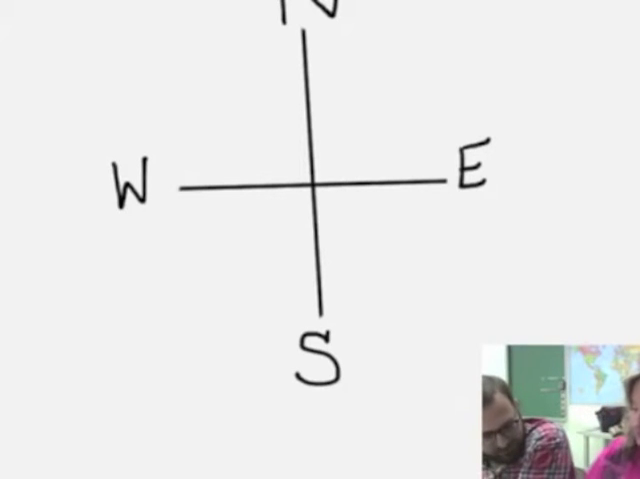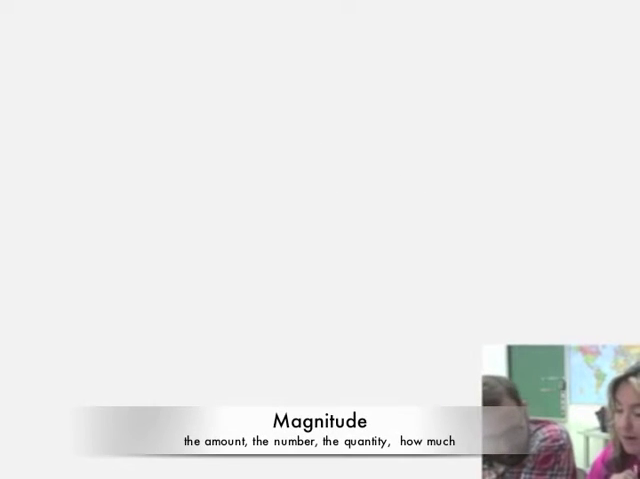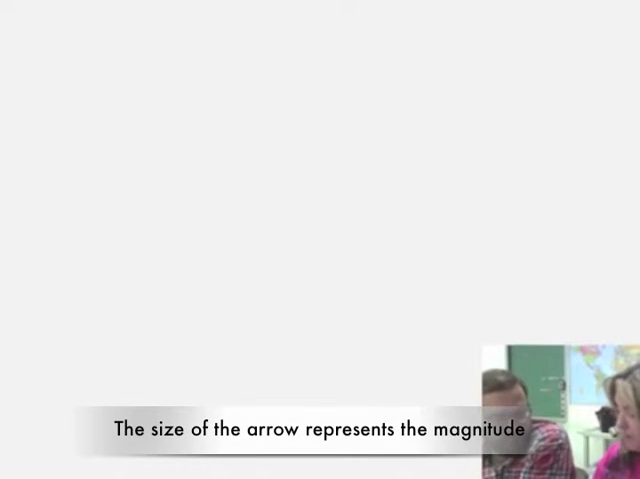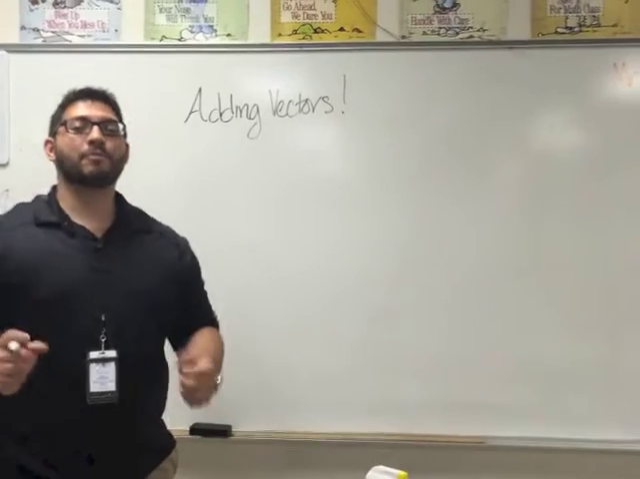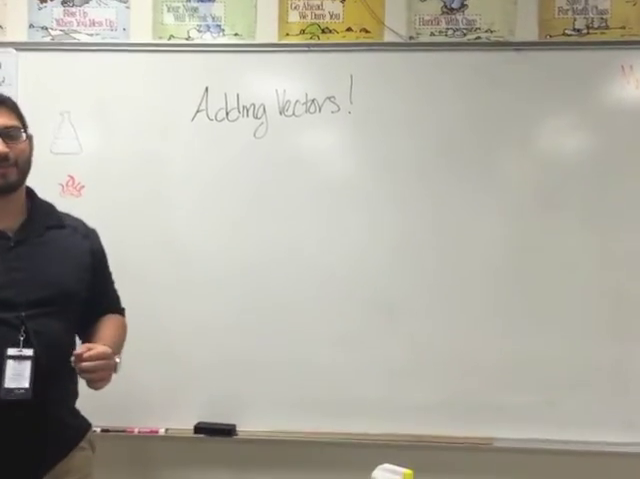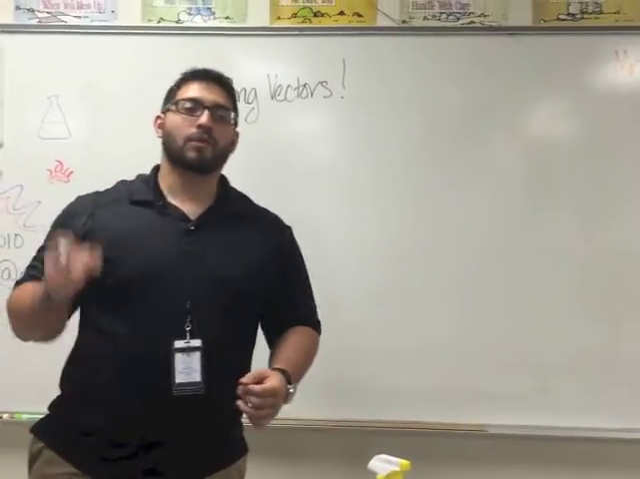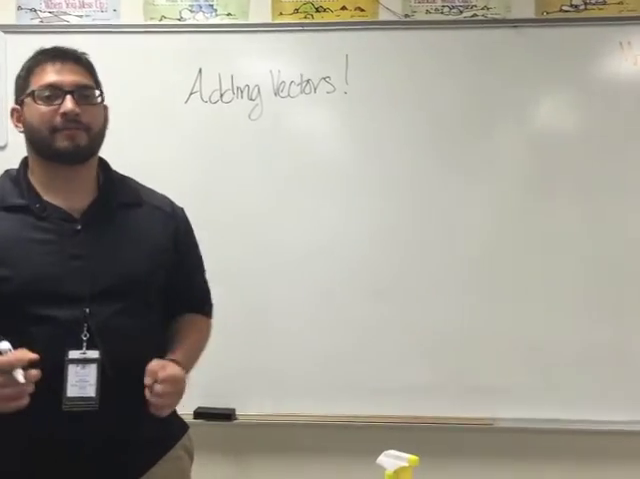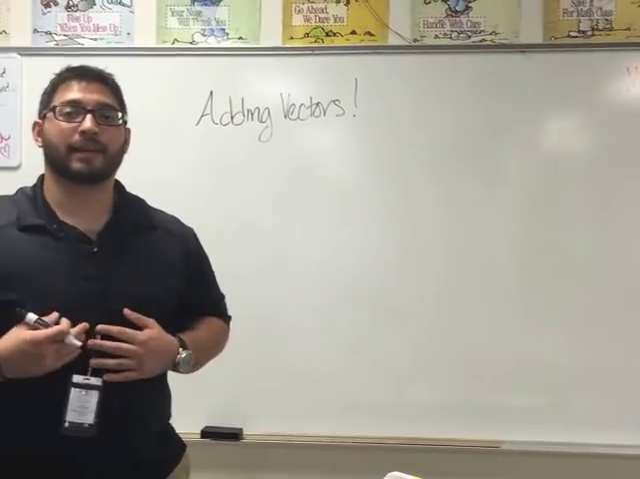This is a compass. Now, when we want to talk about vectors, we have to be able to add vectors. When we're talking about adding vectors, we have magnitudes. And what is a magnitude? It's how much there is. Alright guys, now we've come to adding vectors. Now how do we add vectors? Well, let's go ahead and give an example.